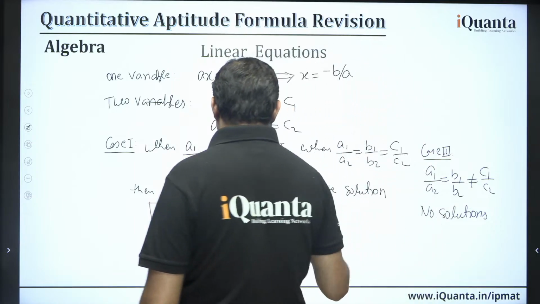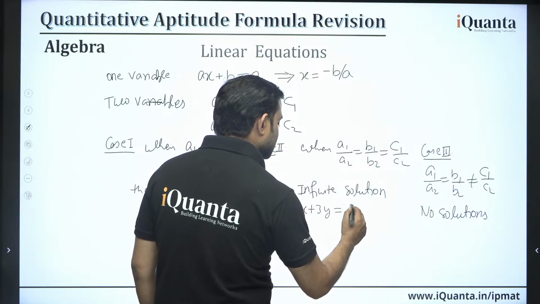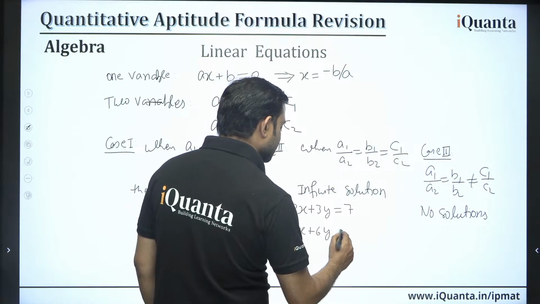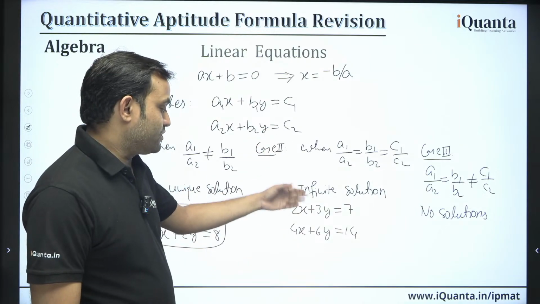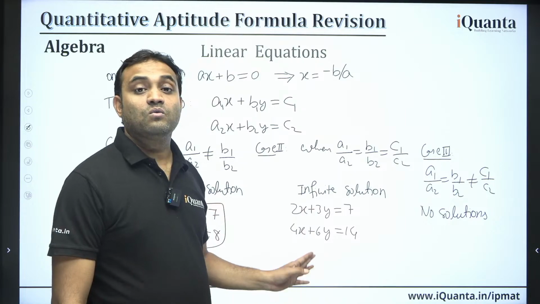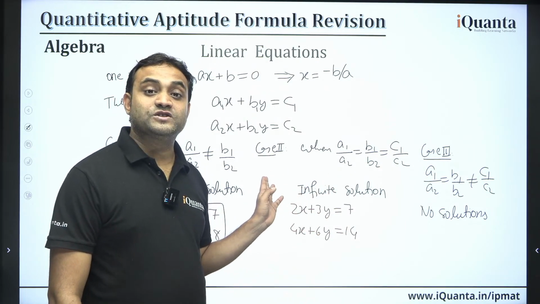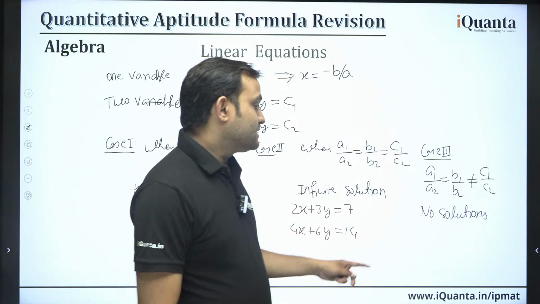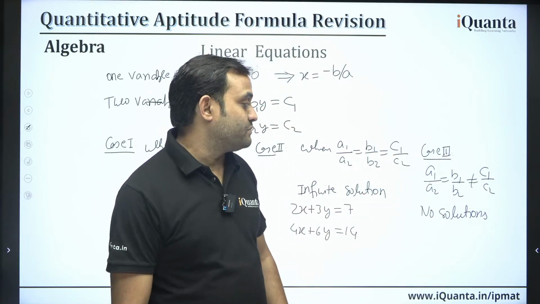Now in this kind of situation, let us say we have 2x plus 3y is equal to 7, and we have 4x plus 6y is equal to 14. Then a1 by a2, b1 by b2, c1 by c2, all of these three ratios will be equal to 1 by 2. So in that case we will have infinite pairs of x and y which will satisfy both the equations.